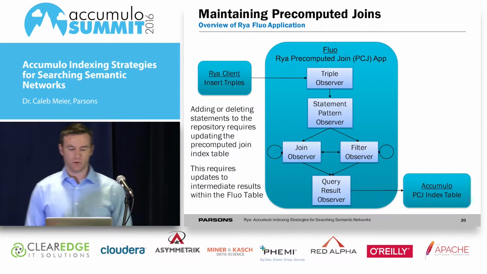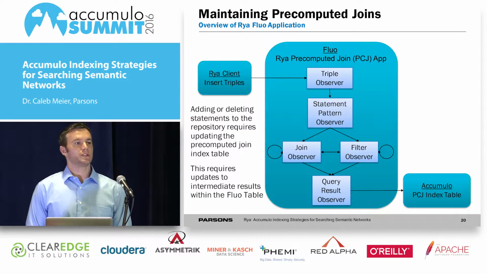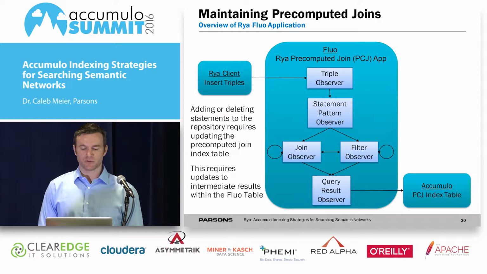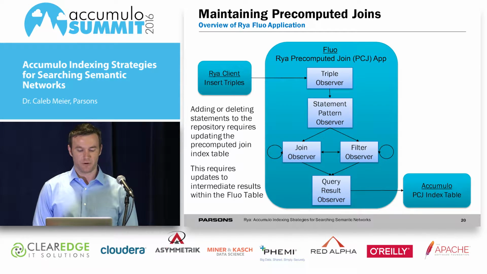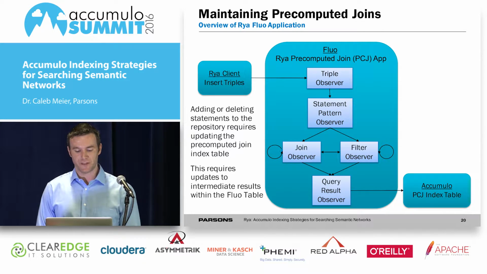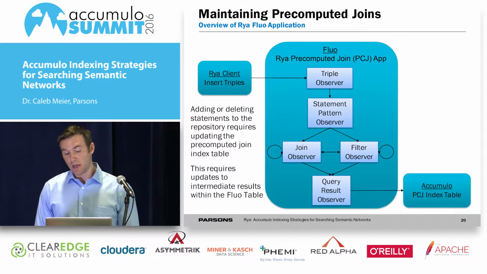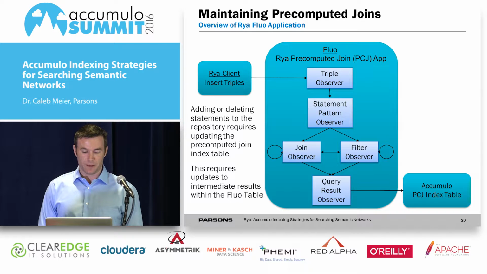And so this is an overall view of the application as far as how the observers are chained together. So some sort of RIA client ingests triples into the system. There's a triple observer which is in charge of matching those triples with the corresponding statement pattern, or just discarding it if there's no statement pattern that matches it. Those triples are written to the statement pattern column, and then there's a statement pattern observer that joins those results together and writes those results to either a filter column or a join column, and then the filter observer and join observer spring into action.